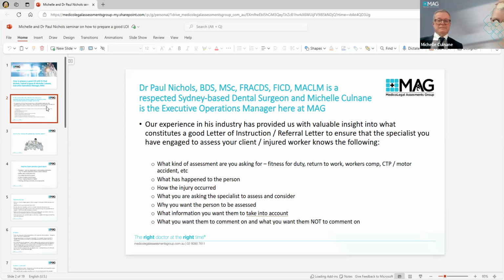So you really need to be telling them what kind of assessment you're asking for. What is it that you want to be in the doctor's mind when they are doing the assessment? They obviously need to know what happened to the person. Why is it that they're before you? The nature of the injury, how the injury occurred, what you're asking them to assess and consider, and that includes what you don't want the doctor to comment on. Why you want the person to be assessed, what information you want the specialist to take into account, and as I said, what you don't want them to comment on.